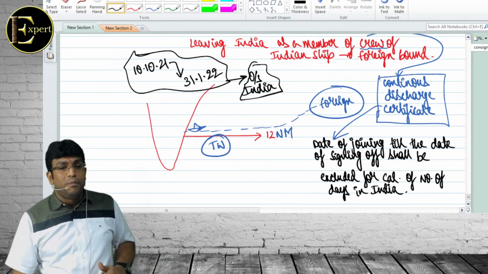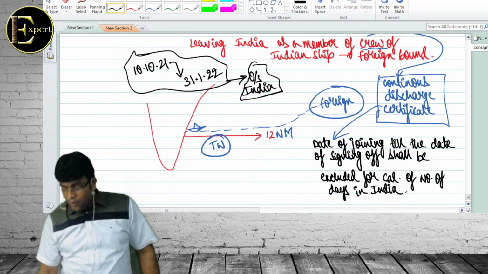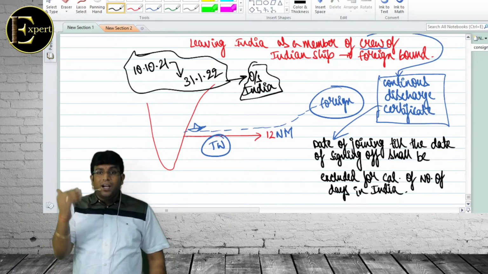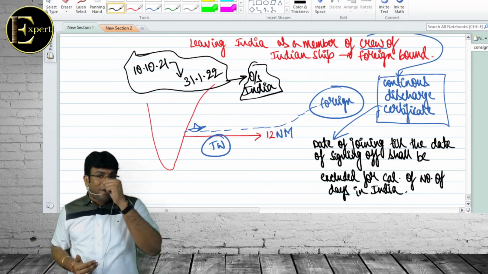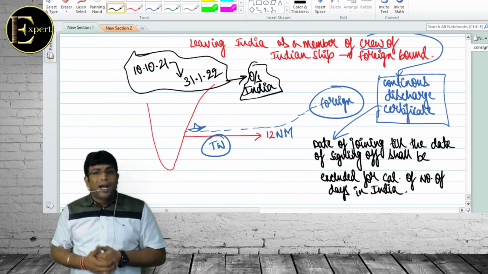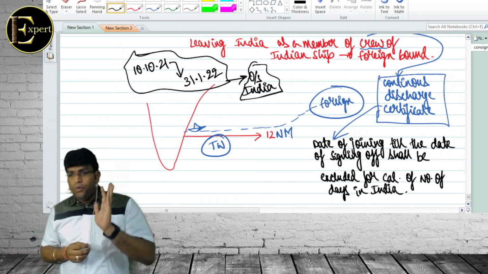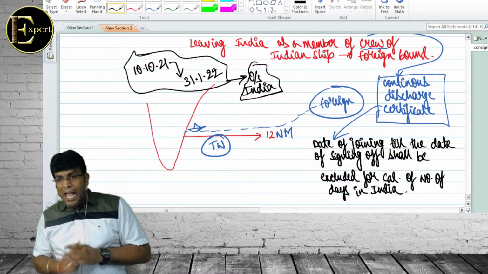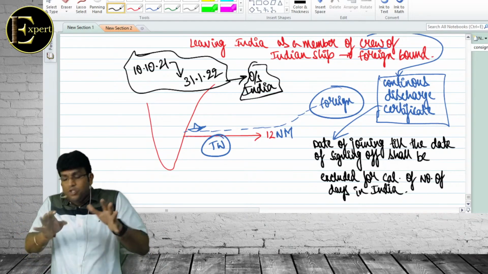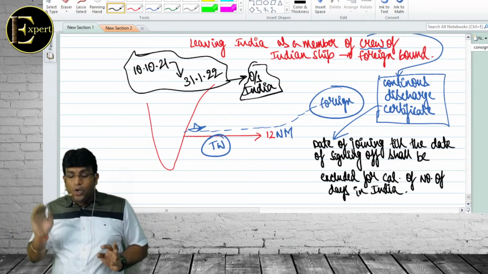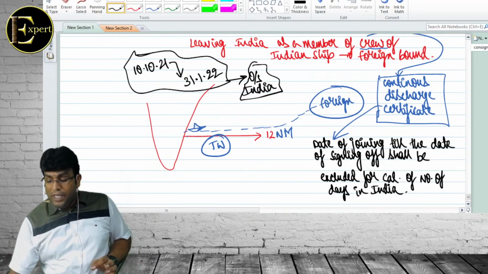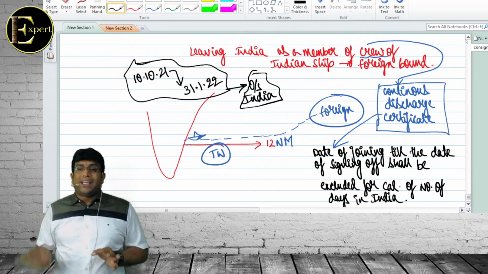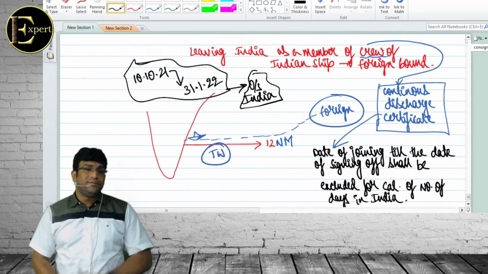Yes. This is which special point? First one or second one? Second one. What is the second point? Can you read out again? Indian citizen leaving India during the previous year as a member of crew of an Indian ship, which is foreign bound. And what is the concept they told in the law? That fellow who is working in the cruise ship will have a certificate called continuous discharge certificate, and in that they clearly mention the date of joining and the date of signing off. And the law clearly told that the period from the date of joining till the date of signing off shall be excluded for calculation of number of days in India.